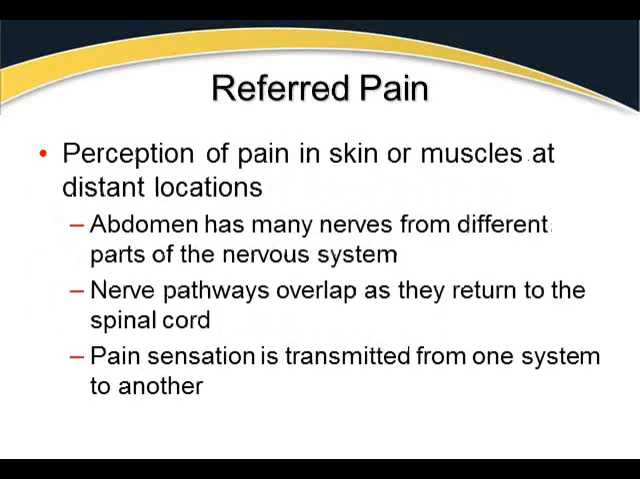We also have referred pain, and referred pain is a perception of pain in skin or muscles at a distant location. So the abdomen has so many different systems, it has so many different innervations. These nerve pathways sometimes overlap as they get to the spinal cord, and that pain is actually sensed in a different location than it actually is.